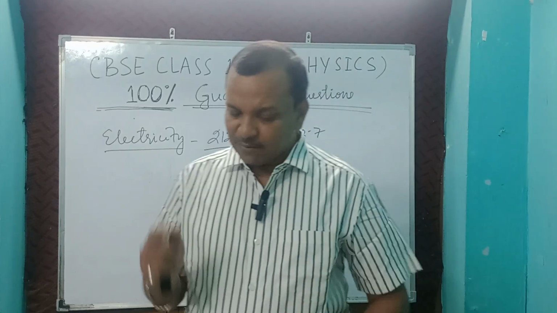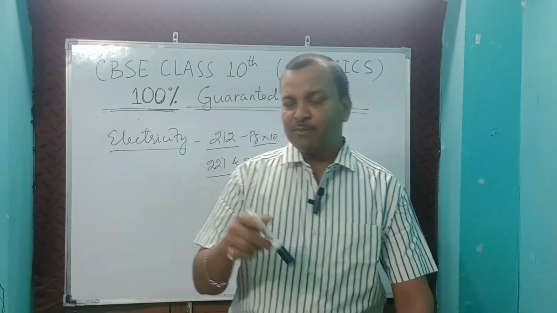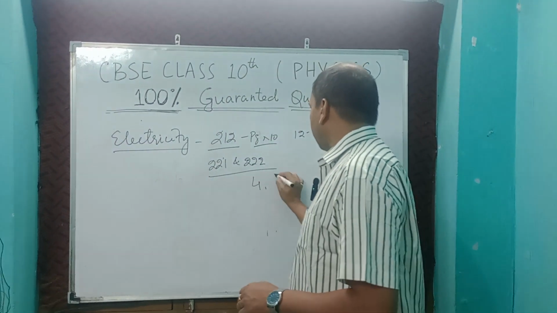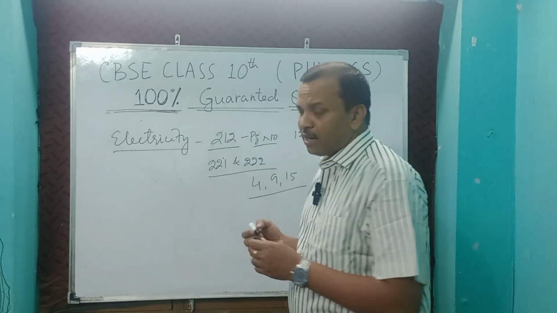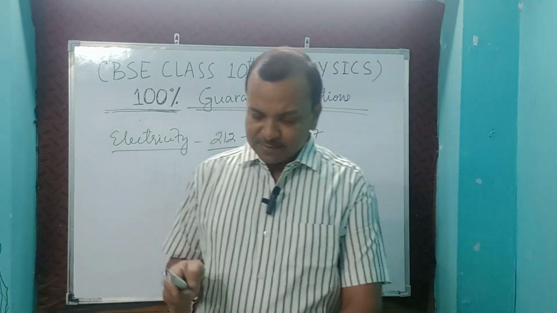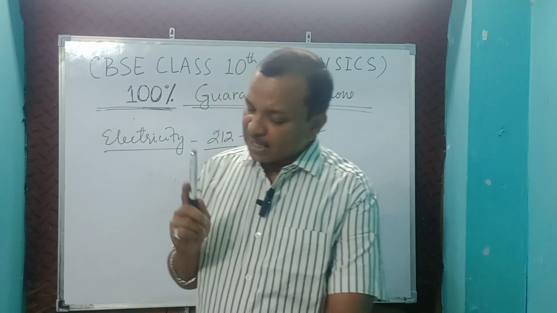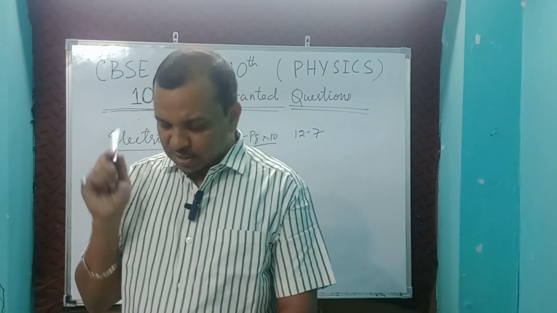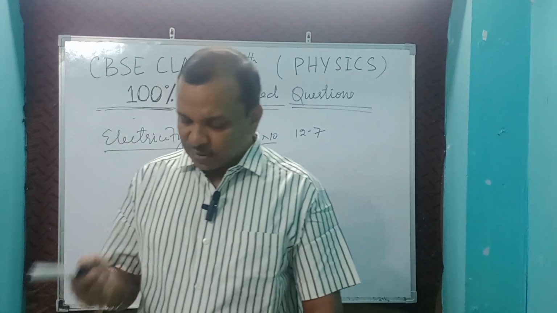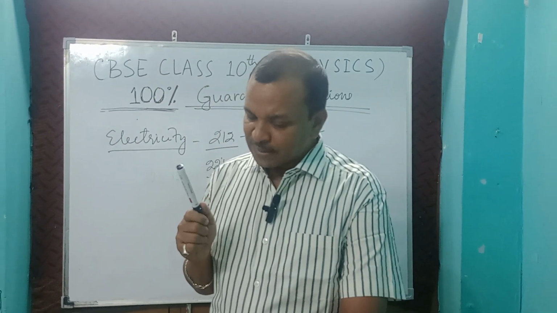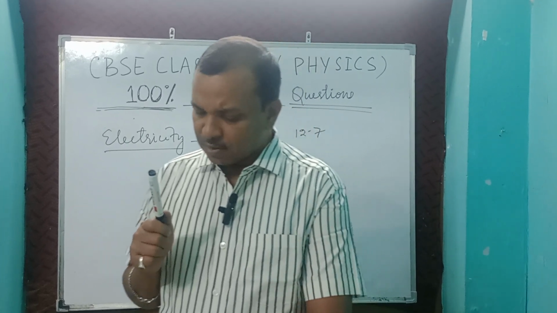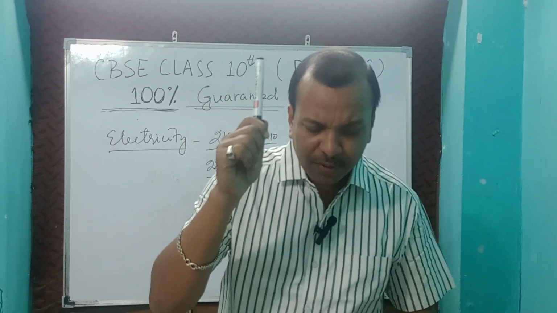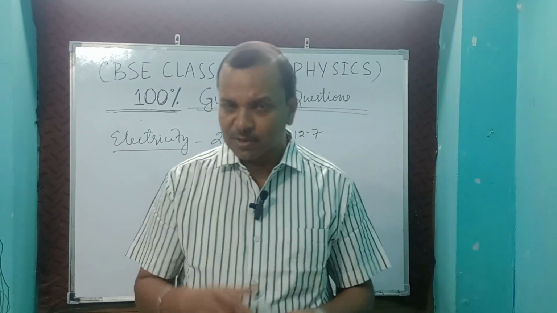A battery of 9 volt. Exercise question number 4, question number 9, question number 15. Very important. Question number 9: A battery of 9 volt is connected in series with resistors of 0.2 ohm, 0.3 ohm, 0.4 ohm, 0.5 ohm and 12 ohm respectively. How much current would flow through the 12 ohm resistor? You are going to get this type of question also.